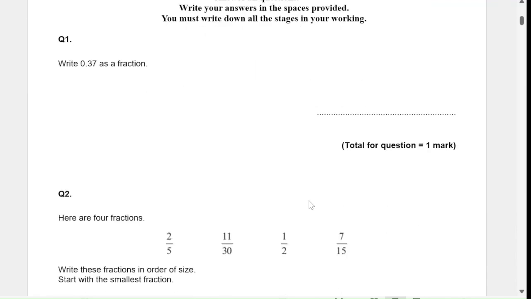So question 1: write 0.37 as a fraction. For this one, this is in effect 37 hundredths, so I'm going to write it as 37/100. Then we simplify the fraction if we can. It doesn't really tell us to, but in this case we can't anyway. So 37 out of 100.